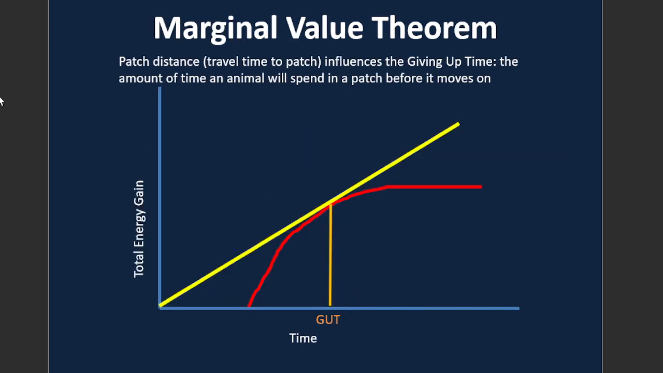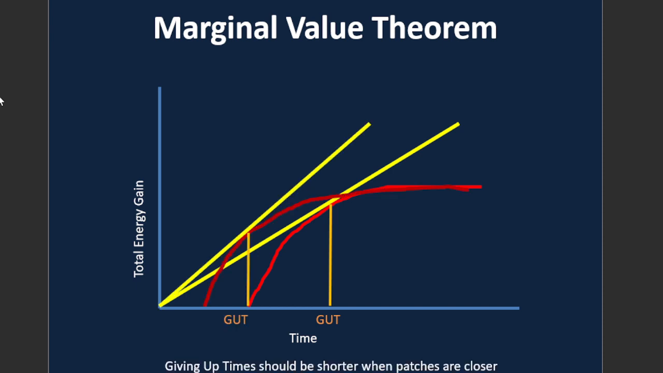So this is the marginal value theorem. You could have the total energy gain by the time, or the time by the total energy gain, and then GUT is the giving up time, so when an animal decides to move on from the patch that they're currently using. Giving up time should be shorter when patches are closer together, because they could just move from one patch to another with very little energy usage.